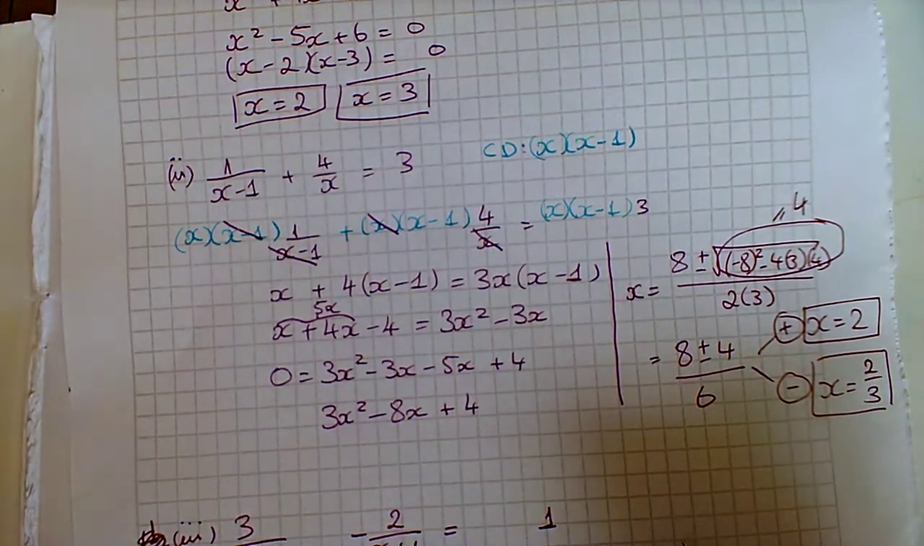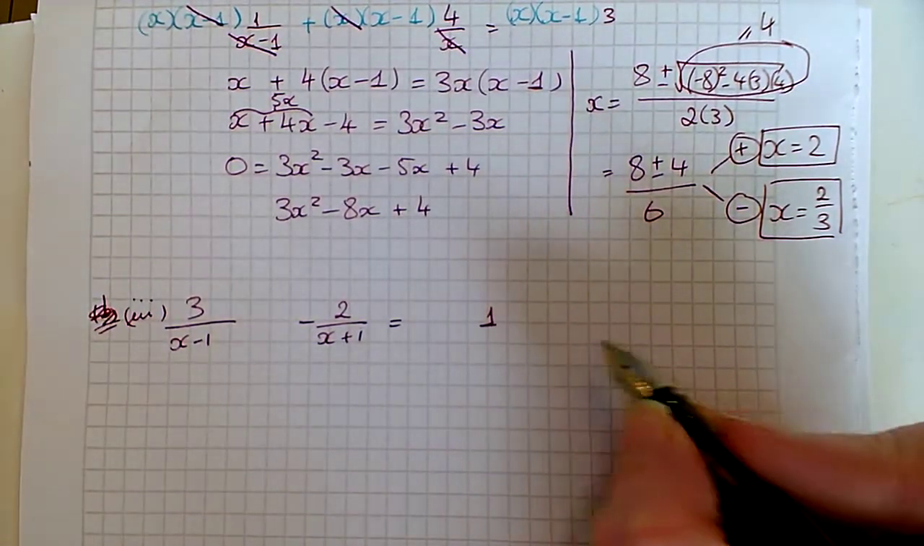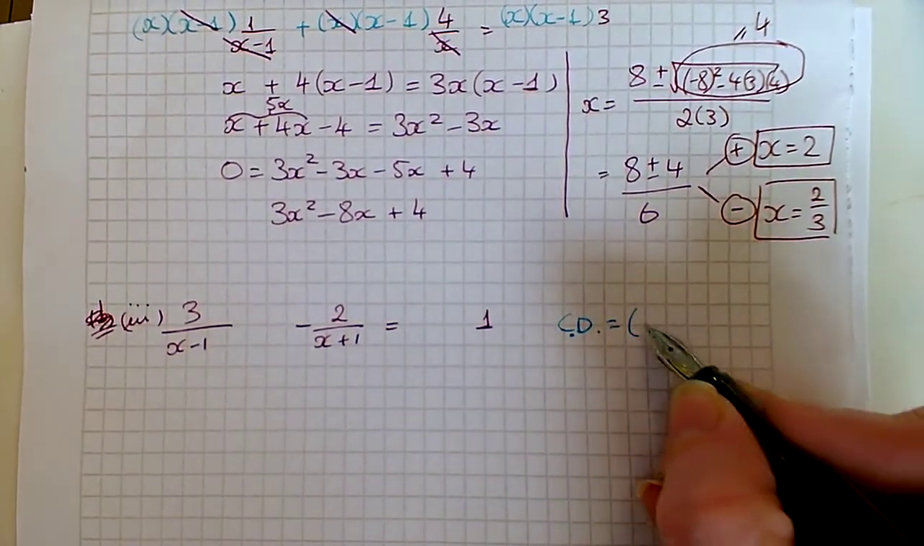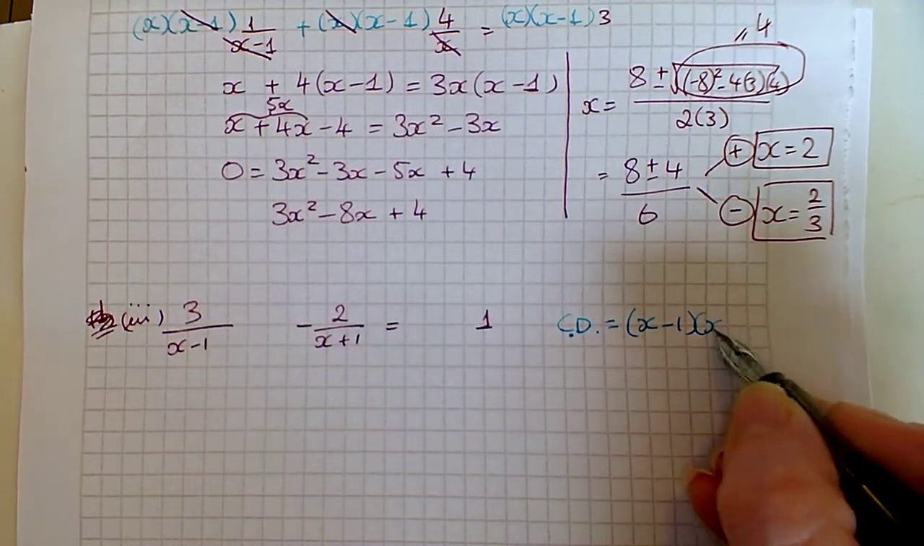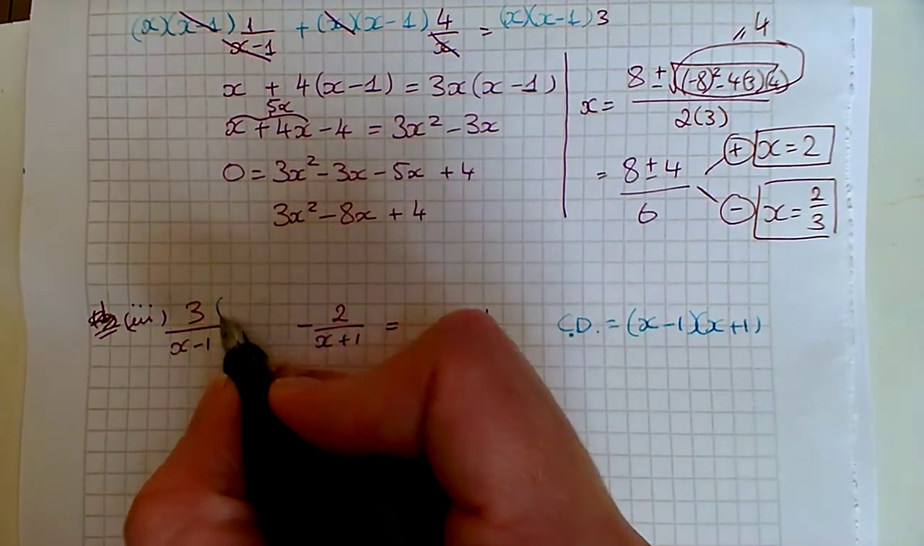So my common denominator, sorry, make that nice and clear. My common denominator in this case, and this is your low partial credit step, writing down the common denominator correctly, is x minus 1 by x plus 1. You might notice that's the difference of two squares.